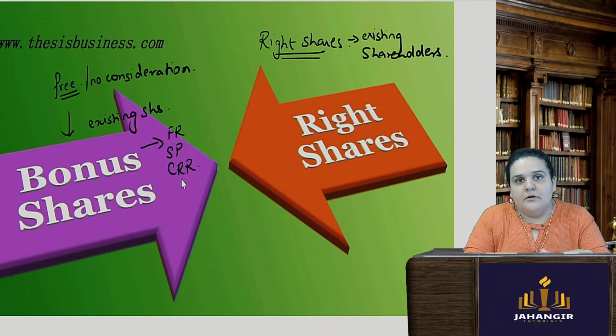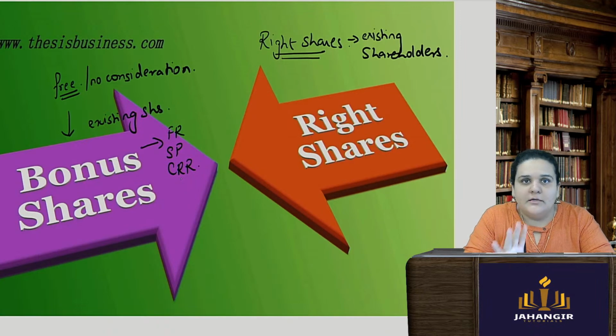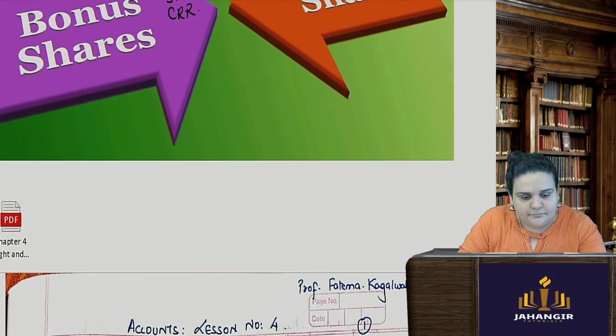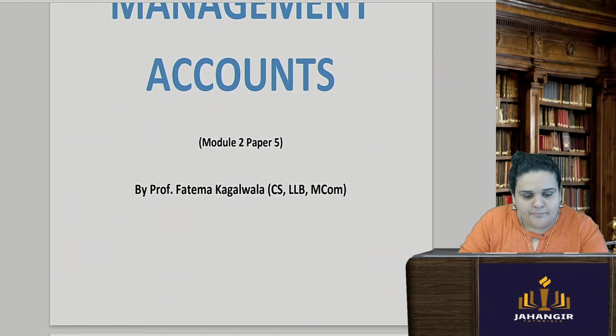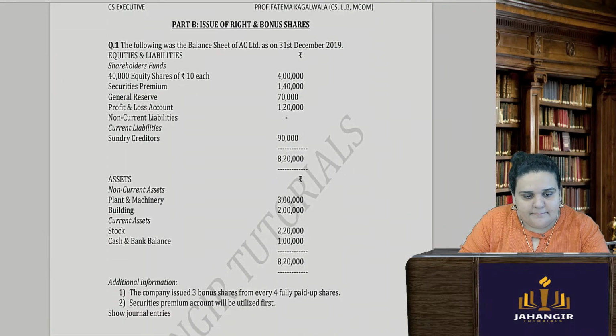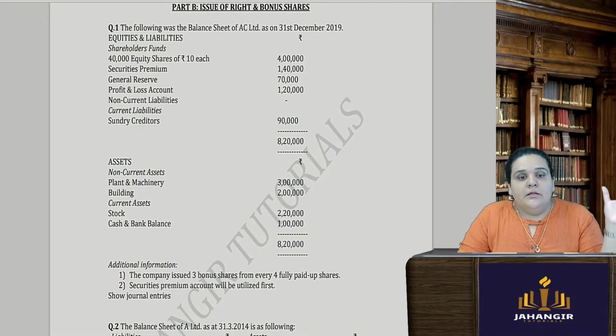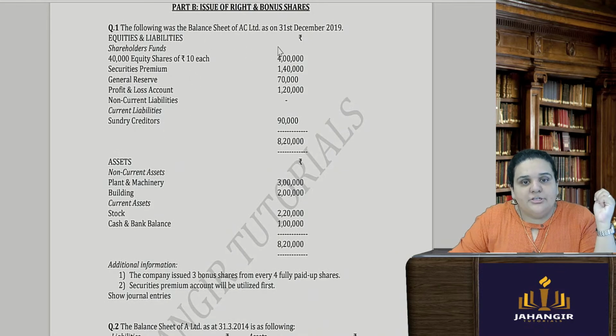So this is how we are going to move ahead for the next time. First we will finish with this bonus and right shares. It is a very small topic, and even the buyback is also a small topic. Now let's begin with understanding the sums first. Say, for example, the following was the balance sheet of AC Limited on 31st of December. So I'm just taking all through the balance sheet first.